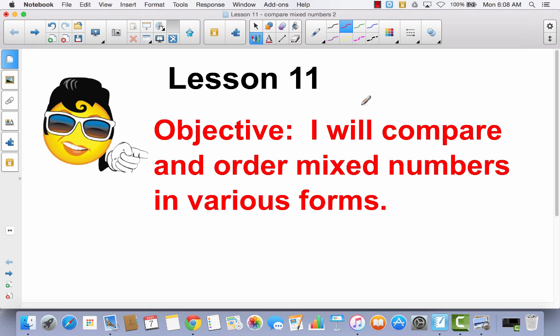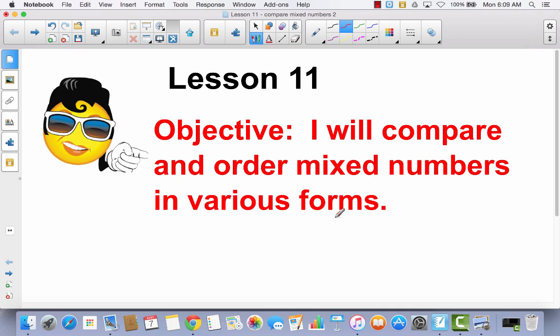Lesson 11, I will compare and order mixed numbers in various forms. So in Lesson 11, we are still talking about decimals, and we're talking about decimals that are greater than 1, which we refer to as mixed numbers. And we're going to compare them when they are in various forms.